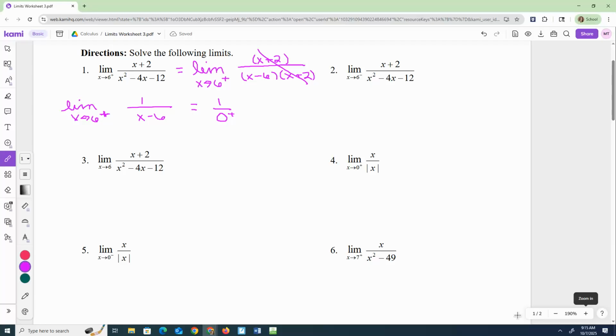So think like 6 divided by 0.1 is 10. 6 divided by 0.01 is 100. 6 divided by 0.001 is 1,000. So this is getting bigger and bigger.